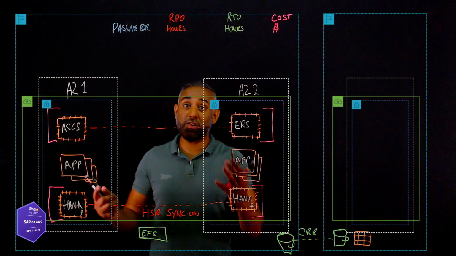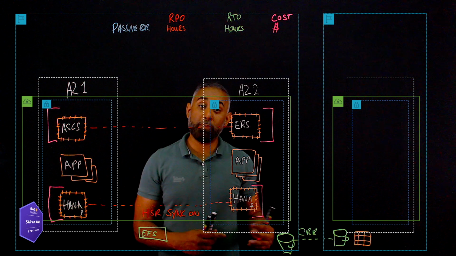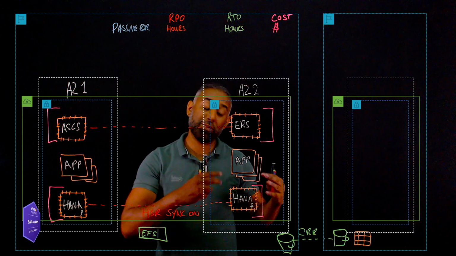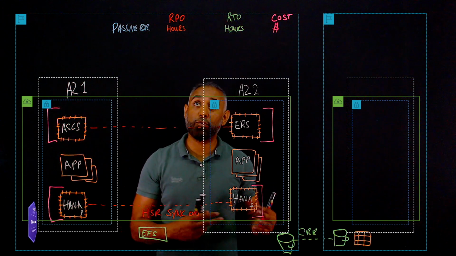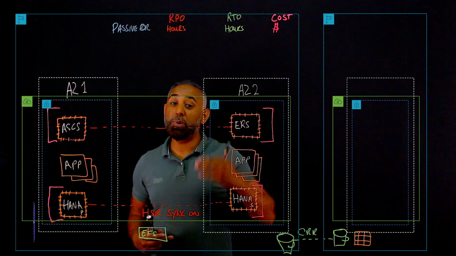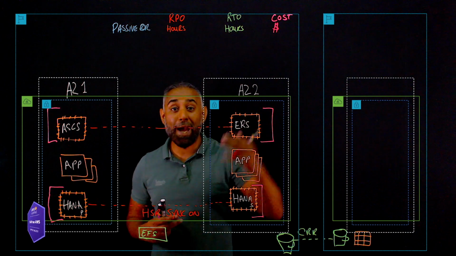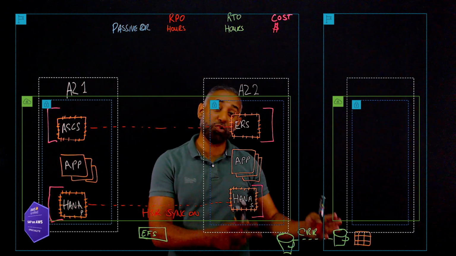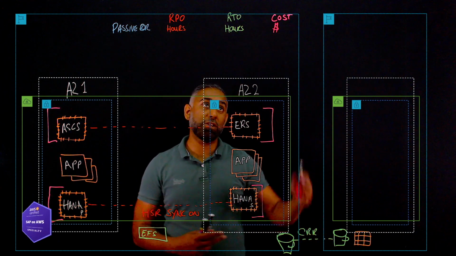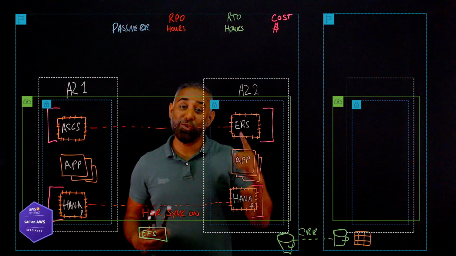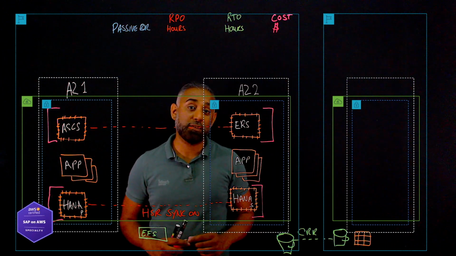Okay, so for passive DR, because we're restoring from backups, it depends on the frequency of those backups and the frequency of the log backups, for example. We're looking at an RPO of hours in terms of the time it takes to recover these systems. Again, you're looking at hours, but the cost of this approach is very low. So we have one dollar sign just for passive DR.